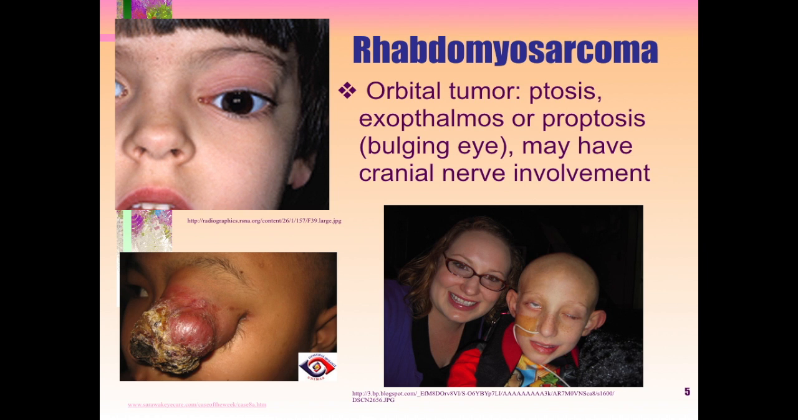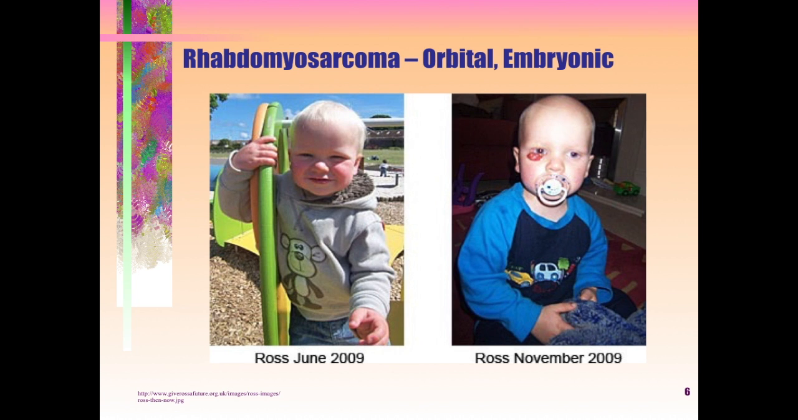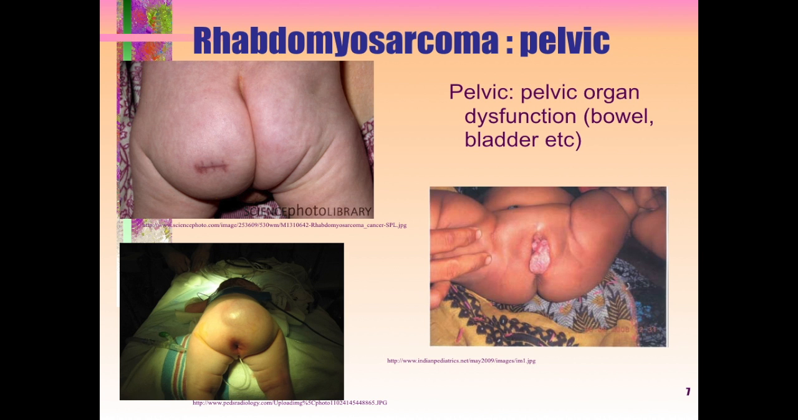When you look at the picture on the bottom left, you wonder, how can parents not have brought that child in earlier? But that is a very ugly tumor. And then the child on the right, you can see how this child has been affected profoundly and cannot open the eyes. And look at this little guy. So he has an embryonic orbital tumor that in June was not even present, and then in November, there it is.